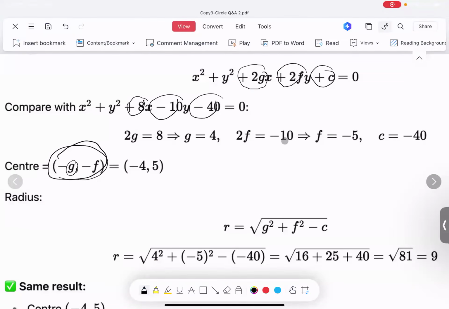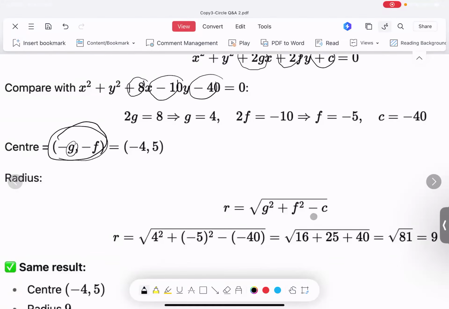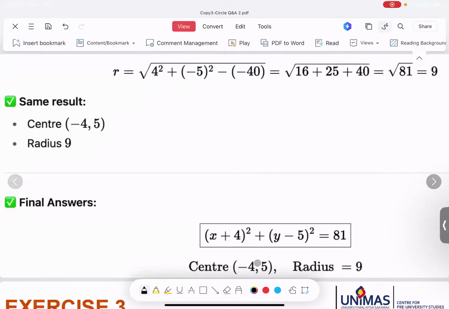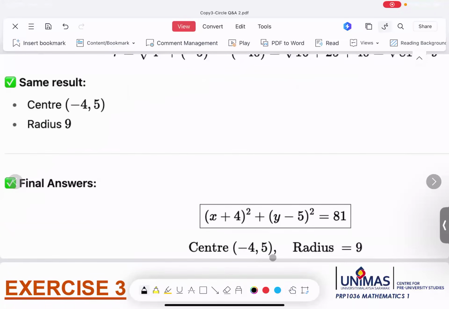Your 5 is here. You put it into this formula here. So you will get your radius is 9. So you still get the same result. Center is negative 4, 5. The radius is equal to 9. All right. So this one is exercise number 2.